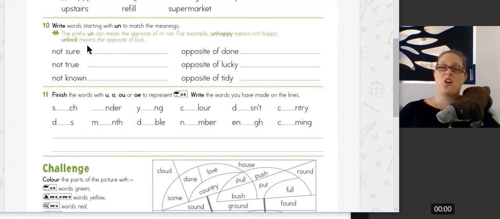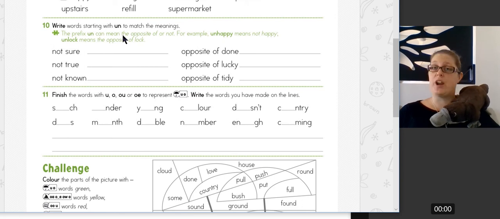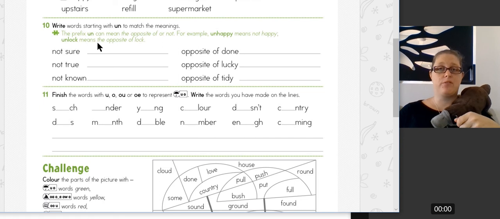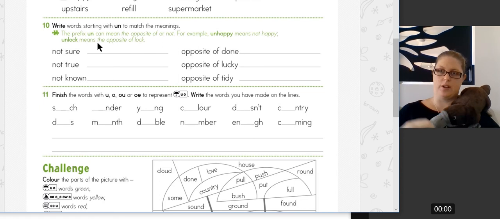Alright, question 10. We're going to be adding a prefix to the beginning of the words. So we're looking at the prefix un, spelt with a U and an N. And it means the opposite of or not. So for example, if we have the word unhappy, we are not happy. If we are unlocking, it means we are doing the opposite of locking.